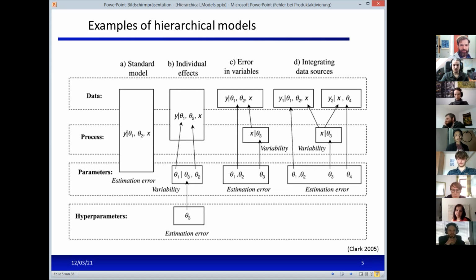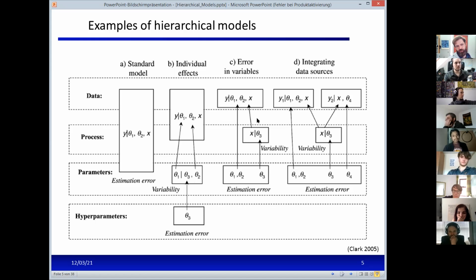So here's an overview from this Clark paper, where we compare the standard model, or a simple Bayes model, where we just look at the likelihood of our data given the parameters, to different types of more complex models. The first one would be where we include individual level effects that describe variation in the model parameters across, say, individuals or groups of individuals. And then as an additional modeling step, we describe also variation in these parameters themselves.